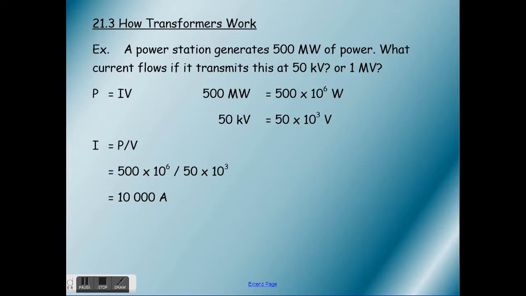So now that you've seen this, I want you to do the same thing except 1 megavolt. So what would the current be if we had 1 megavolt instead of 50,000 volts?